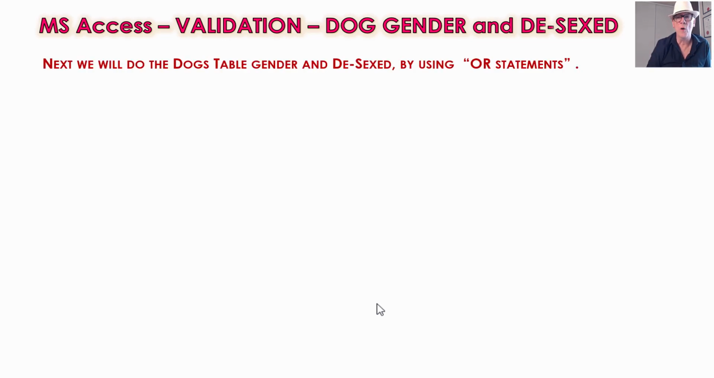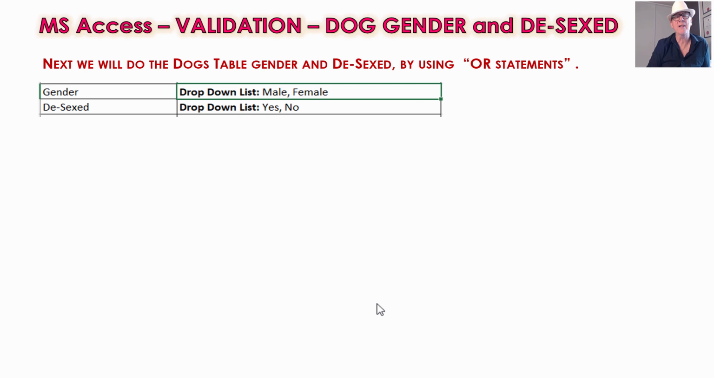Okay, dog gender and D-sex. This is where we use the or statement. So we've used and statements. Remember, we were saying that the money must be greater than or equal to 0 and it must be less than or equal to 60. Here we're going to use or statements where gender has to be male or female and D-sex has to be a yes or a no.